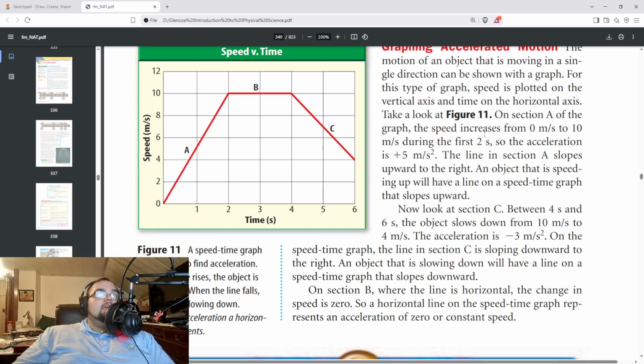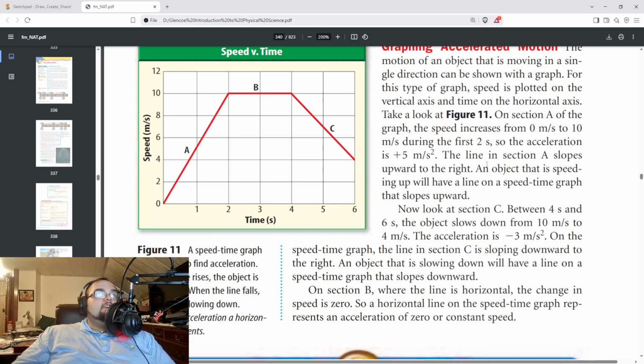On section A of the graph, the speed increases from 0 to 10 over the course of the first 2 seconds. So what we do is 10 minus 0, which is 10, divided by the 2, and that is 5. So the acceleration is 5 meters per second squared.